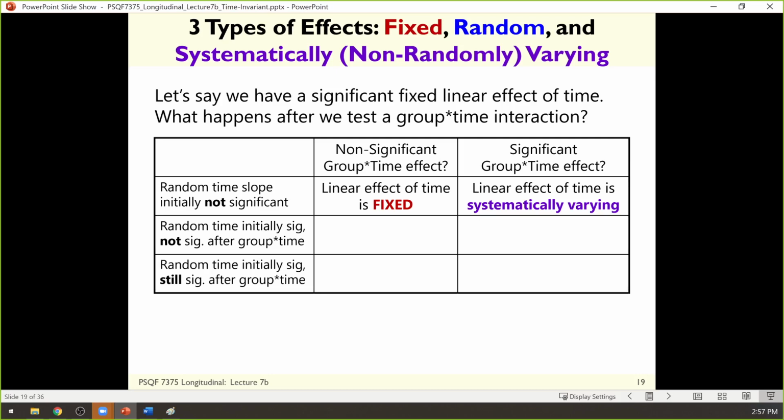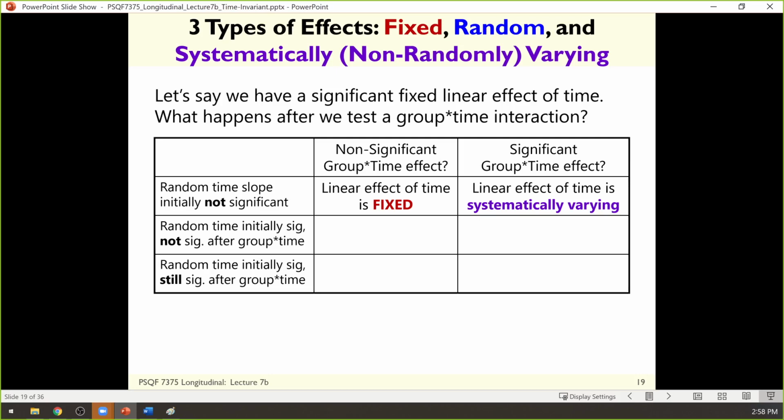I call it a cross-level interaction specifically because group would be a level 2 predictor and time would be a level 1 predictor. Okay. And so the language has to do with how I talk about the level 1 effective time at that point. Because if I don't have a random slope, it's not random. But it's not really fixed either because it varies by group. So I'd call it systematically varying, or non-randomly varying, either one of those.